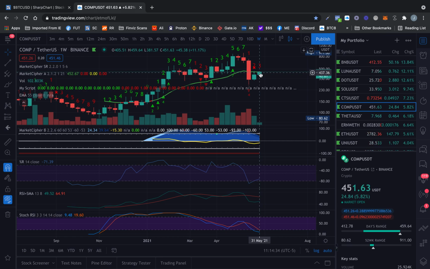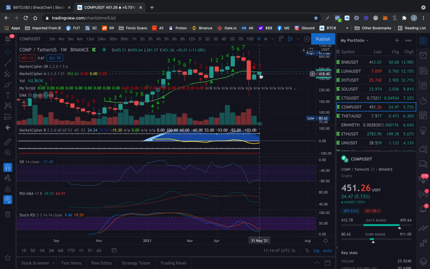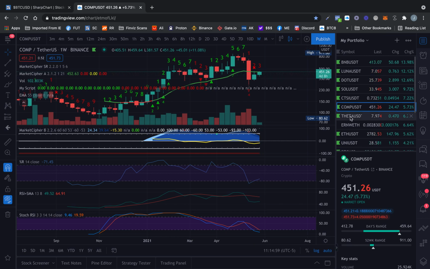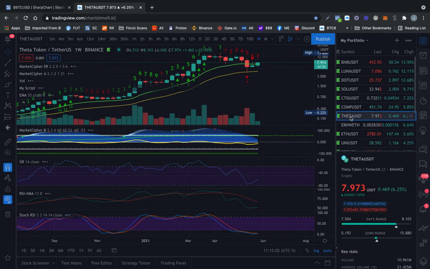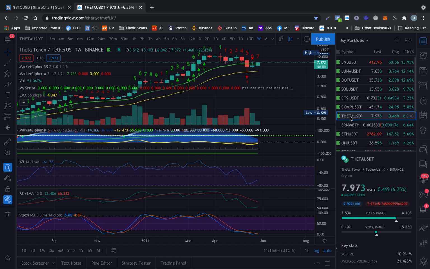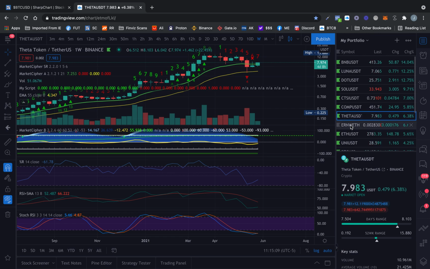Compound, it's testing it, and it might be pretty close to above it. Let's see, where's the price action? It's your green number right here, 450, green or red, depending on the candlestick, but 452.67. And you're closing at 451, so you're just barely below it. I mean, if it rallies another point or two and closes above it on a weekly basis on Sunday, that could definitely take off. Theta, it's closing above it. I mean, it is above it for now. It may have to test it.